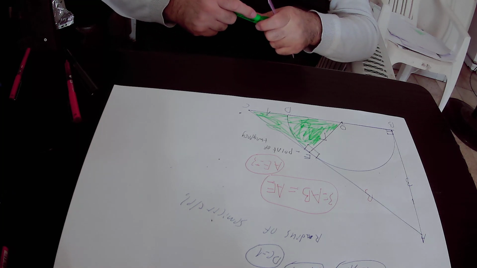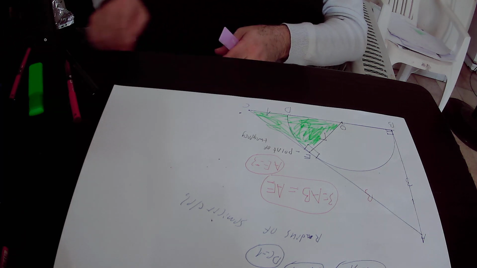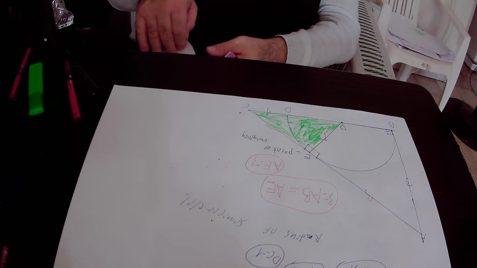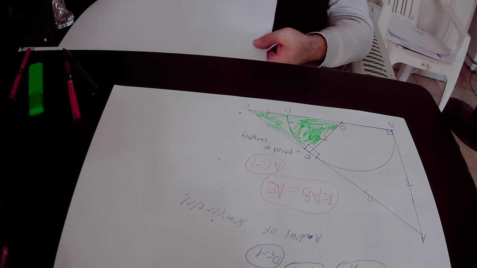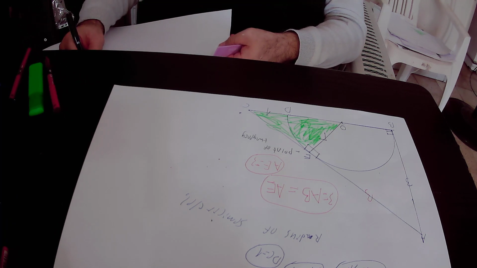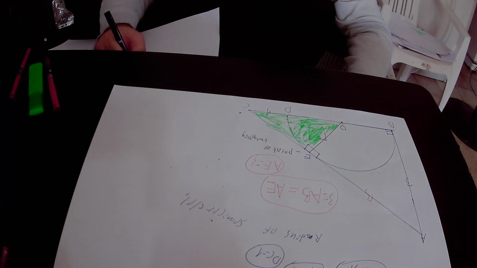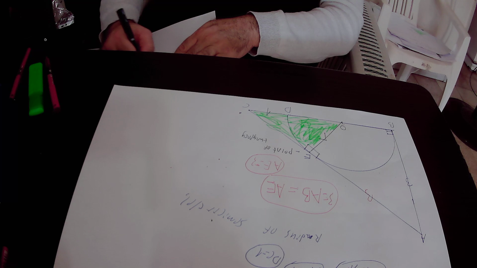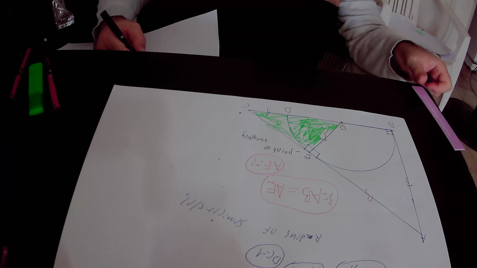Okay, we will focus on the green right triangle, triangle OEC. On the green right triangle, triangle OEC, according to the Pythagoras theorem, in the right triangle, triangle OEC, the square of the hypotenuse equals the sum of the squares of the perpendiculars.